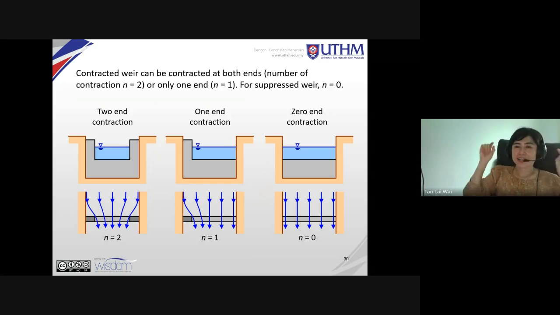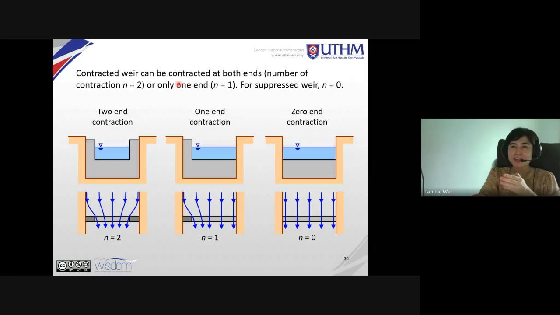Why? Okay, let's look at this. This is the front view of the weir. So you have two contractions, left and right. You have one contraction, and you have 0. This is suppressed. If you look here, 2 contractions, n equals 2. This is one-side contraction, that means n equals 1. Either one, left or right.